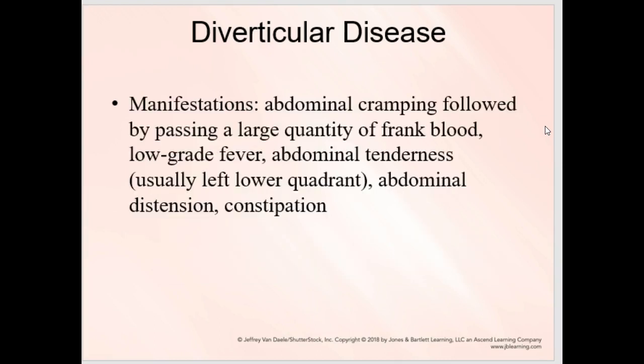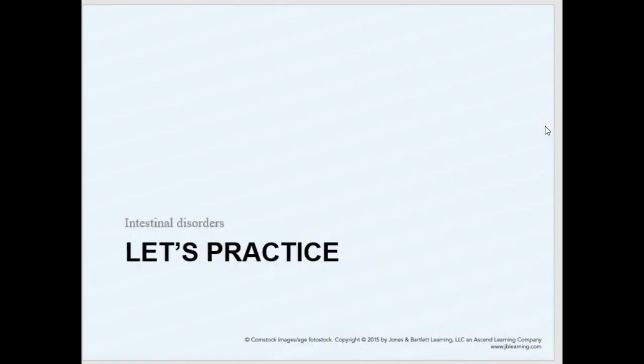So manifestations: abdominal cramping, you can pass a large amount of blood if one of the diverticula ruptures, low-grade fever, abdominal tenderness. Usually it'll be in the left lower quadrant because that's where the sigmoid and the descending colon are. Abdominal distension and constipation really should add in there with intermittent diarrhea. I think when the swelling goes up and down, you get that intermittent constipation alternated with diarrhea. So let's practice a few here.